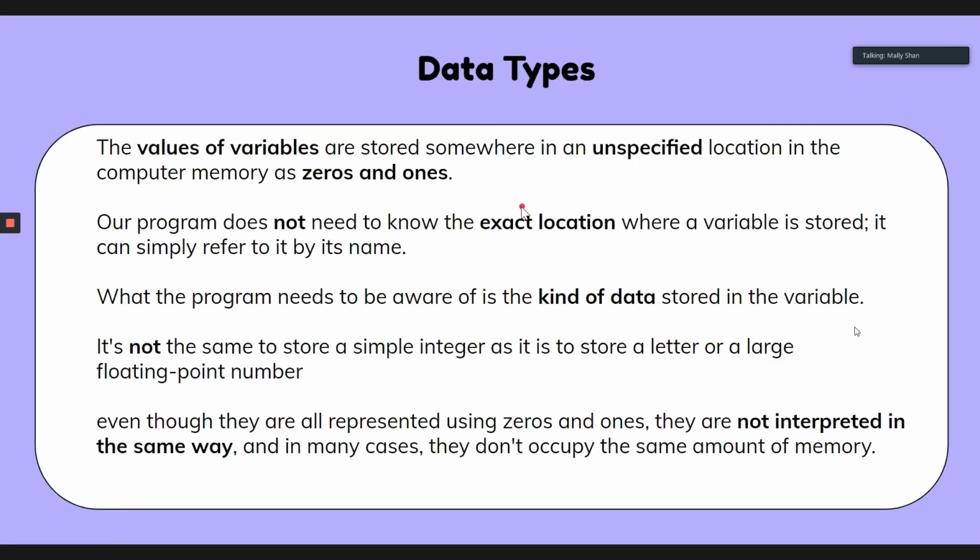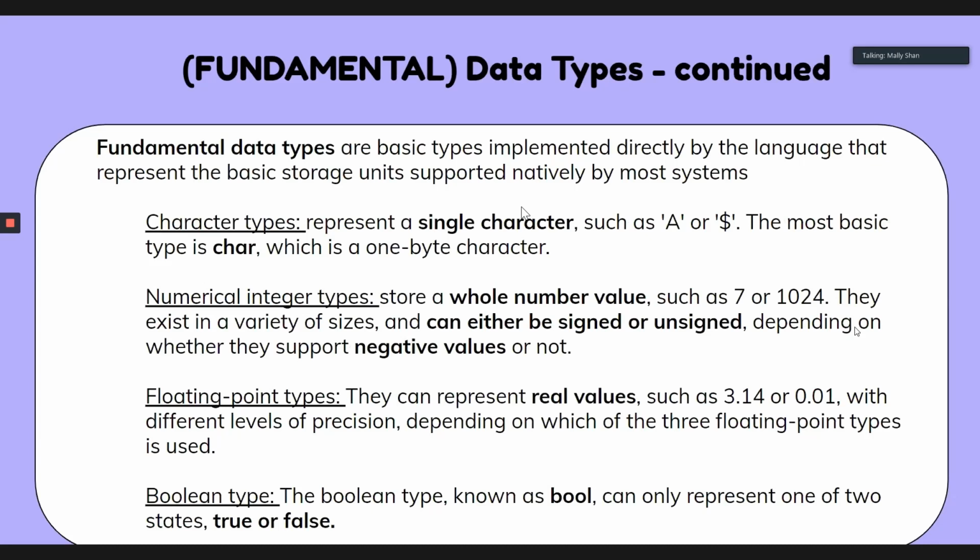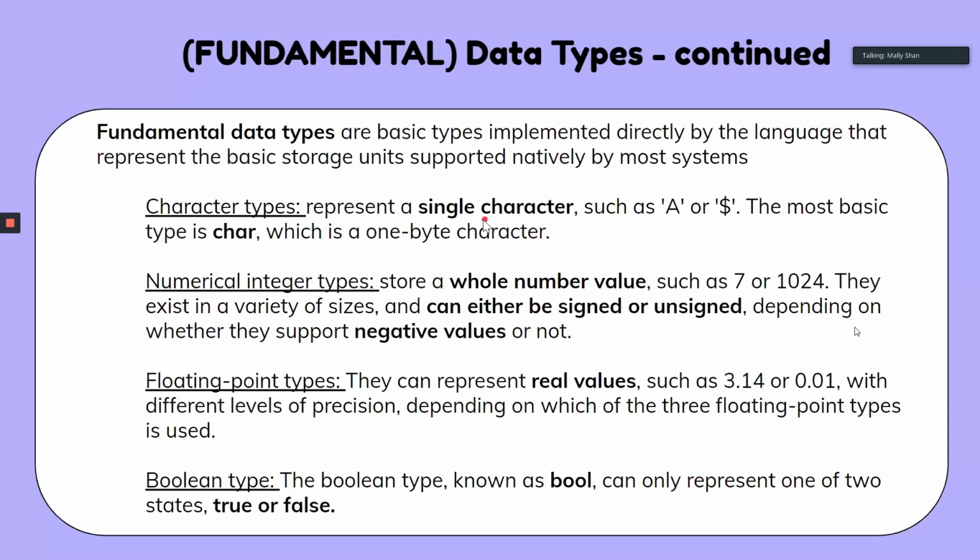So fundamental data types are just basic types implemented directly by the language that represent the basic storage units. All we're basically talking about here is that C++ uses these types of data. The first data type is called single character. You can think of a single character as just one letter. A, B, C, D, all of these are represented by char, or car, however you want to say it, and these are character types.